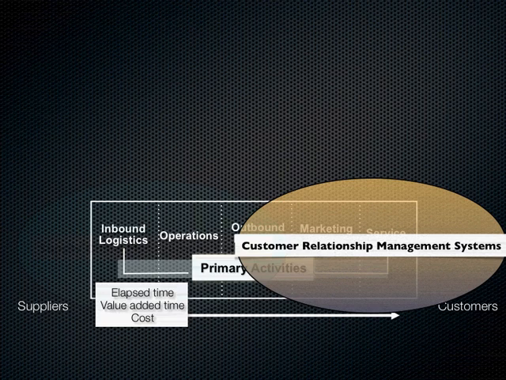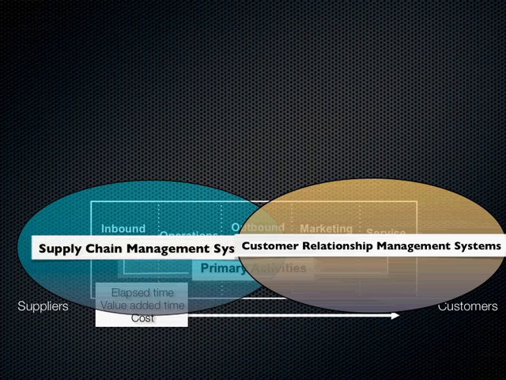Now we compare that to the customer relationship management system, or the CRM, which starts at the outbound logistics, taking a look at our finished goods, helping us market and sell our products, and then after-sales service. Customer relationship management systems have to do with customer-facing systems, and those systems that help us understand what our customers want and need from us. Now we overlay both of these together, and we see that they overlap in outbound logistics. We'll talk more about that in a moment.